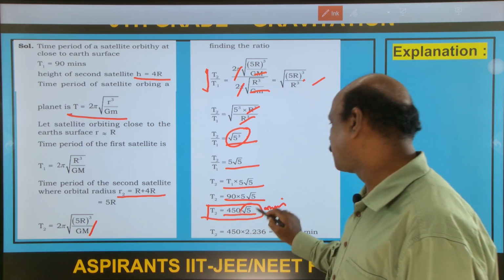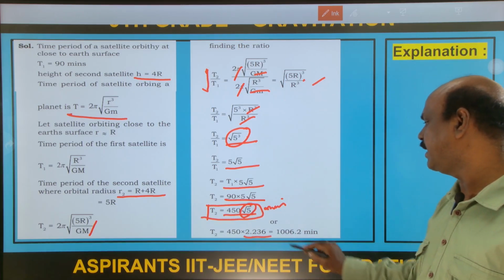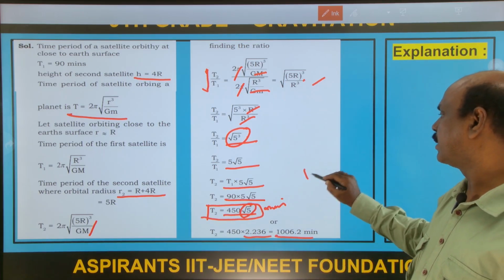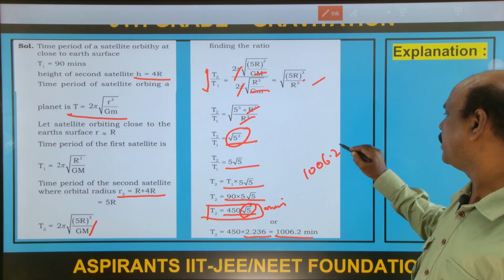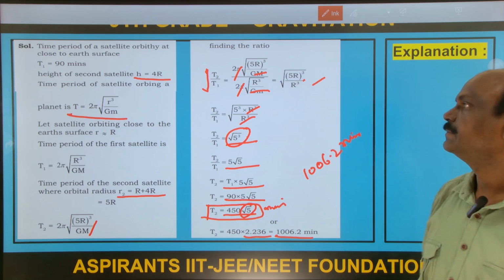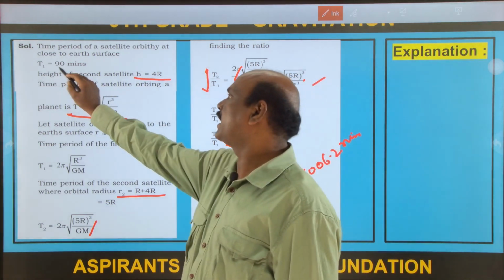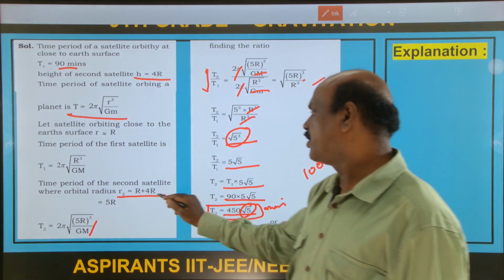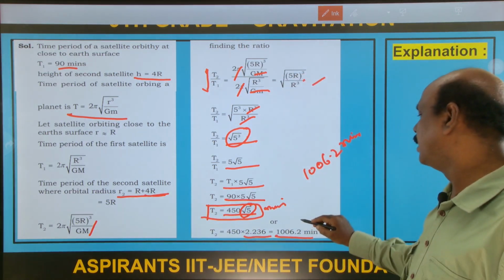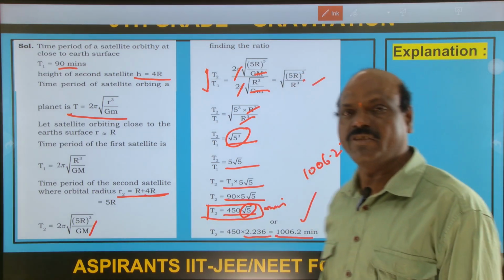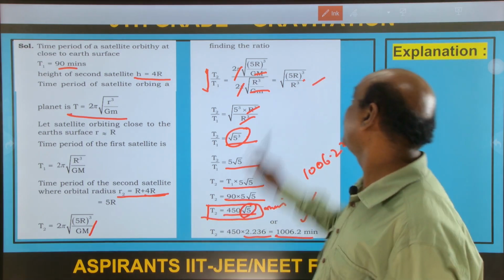And if you want to substitute, root 5 as 2.23, then we get 1006.2 minutes. Means actually it was taking 90 minutes, because of changing to 4 times the radius, it is taking this much time. So that's why the time taken to orbit will be increasing.